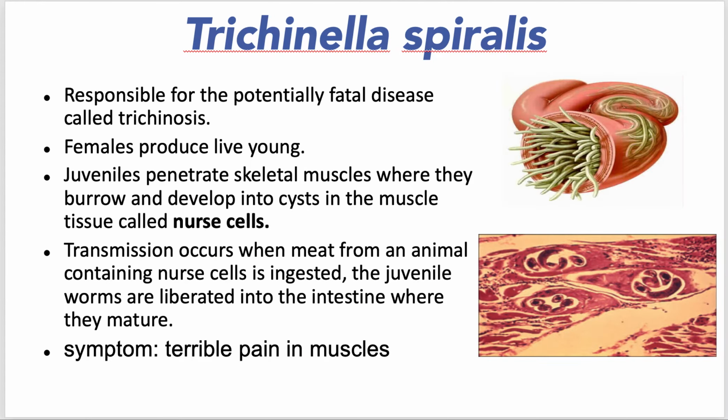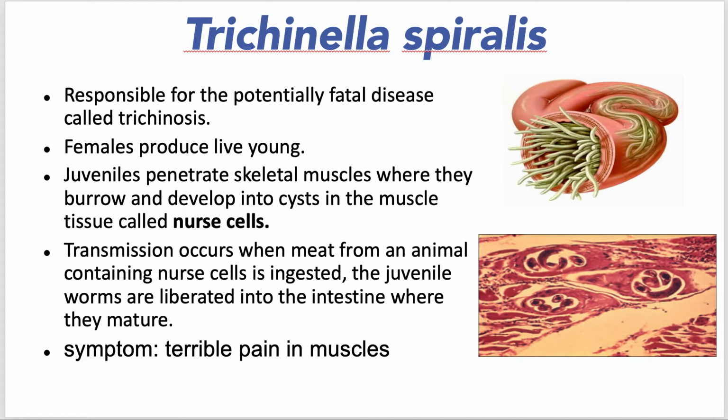All right. Then there's Trichinella spiralis, which is responsible for a potentially fatal disease called trichinosis. The females do produce live young instead of eggs, and the juveniles will penetrate skeletal muscles where they'll burrow and develop into cysts in the muscle tissue, and they become what are called nurse cells. The transmission occurs when meat from an animal containing nurse cells is ingested, and the juvenile worms are liberated into the intestine where they mature.